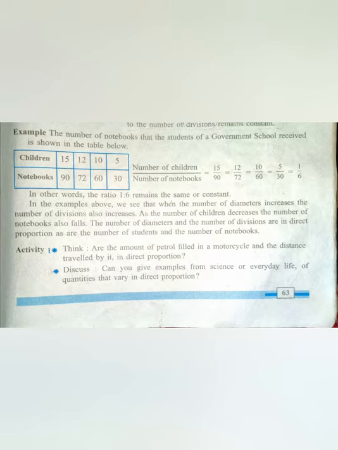Let's take one more example. Example from textbook page number 64. If 10 pens cost rupees 60, what is the cost of 13 such pens? Pay attention. When there are 10 pens and they cost rupees 60, what is the cost of 13 such pens?